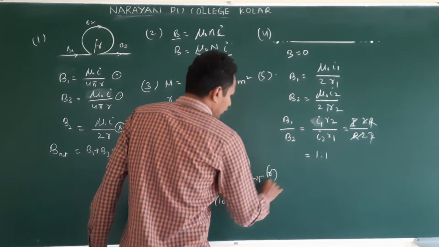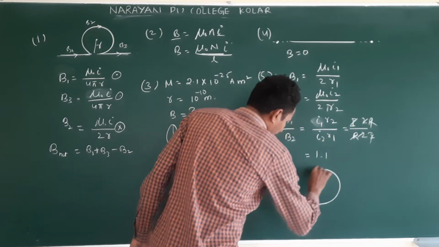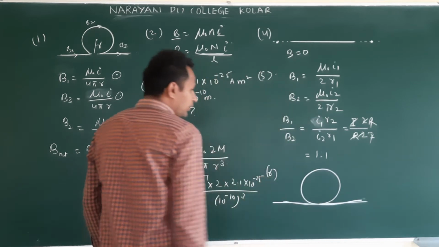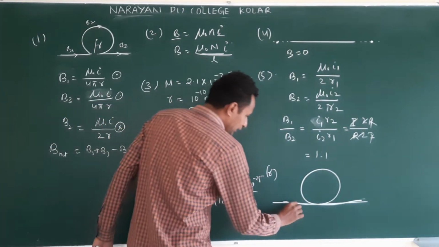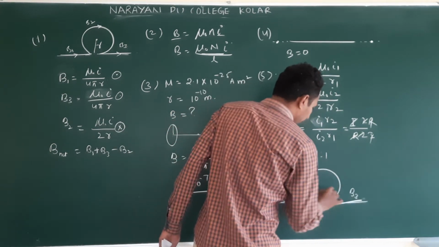Sixth is almost equal to the first question. Same B1, B2, B3, three segments you make. This is B1, B2 and B3.